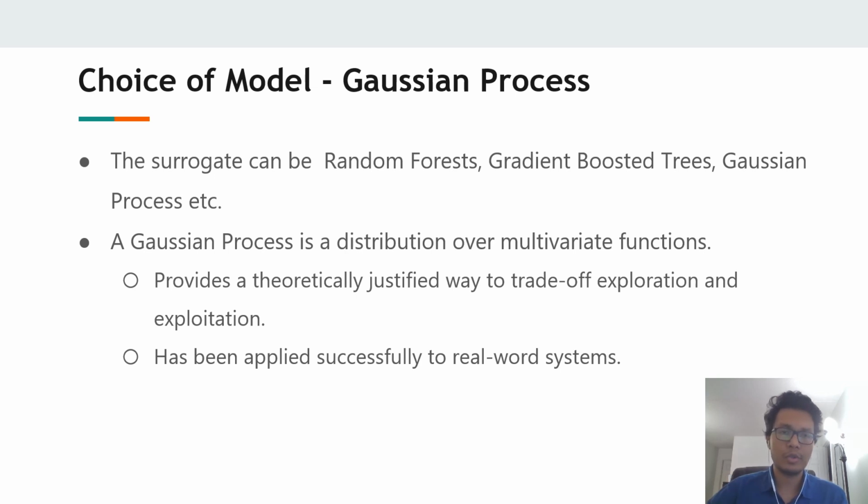For ROBOTune, we choose to use Gaussian process. Gaussian process is a distribution over multivariate functions. It provides a theoretically justified way to trade off exploration and exploitation. It also has been applied successfully to real-world systems.